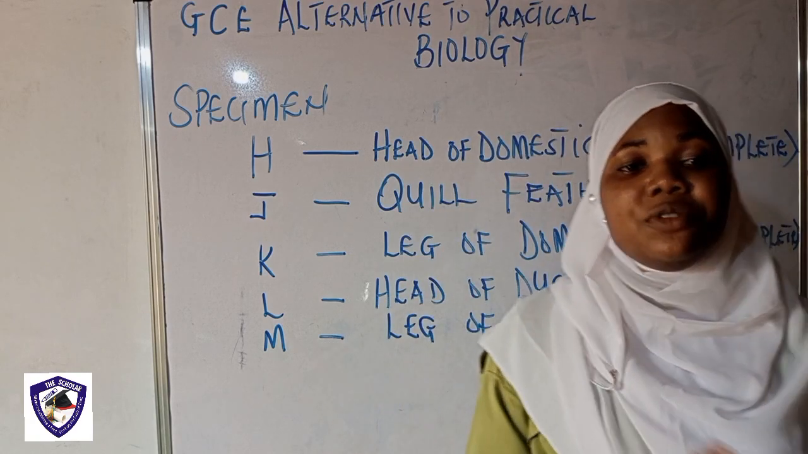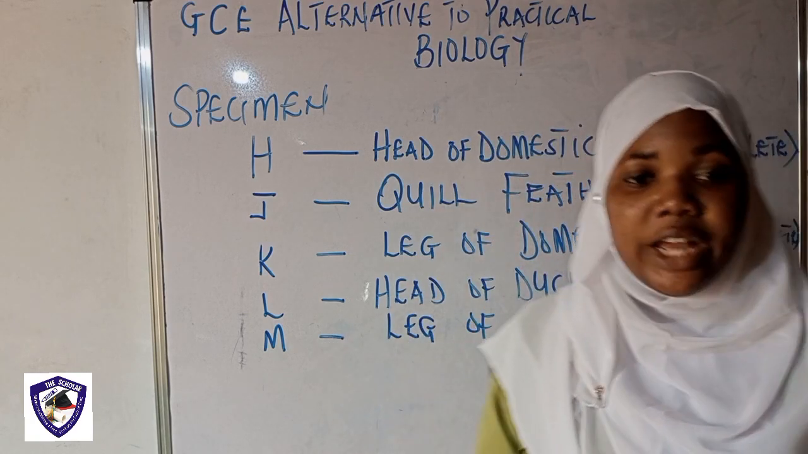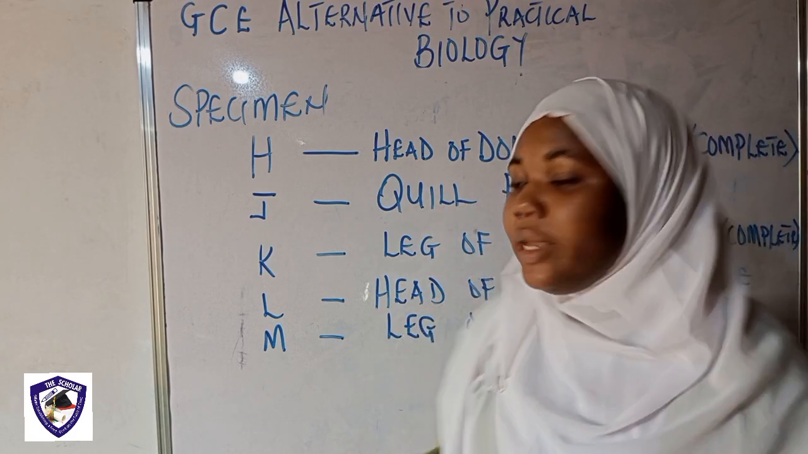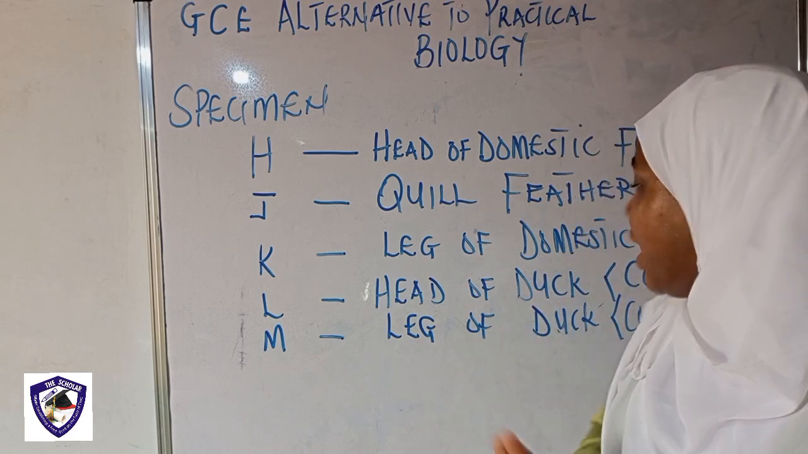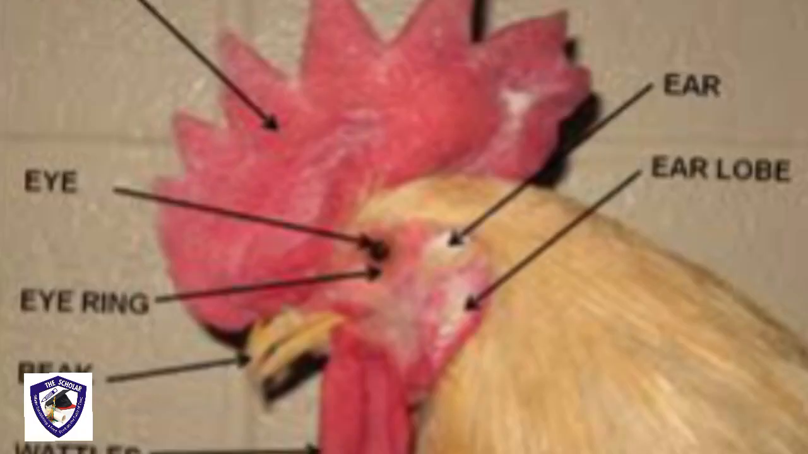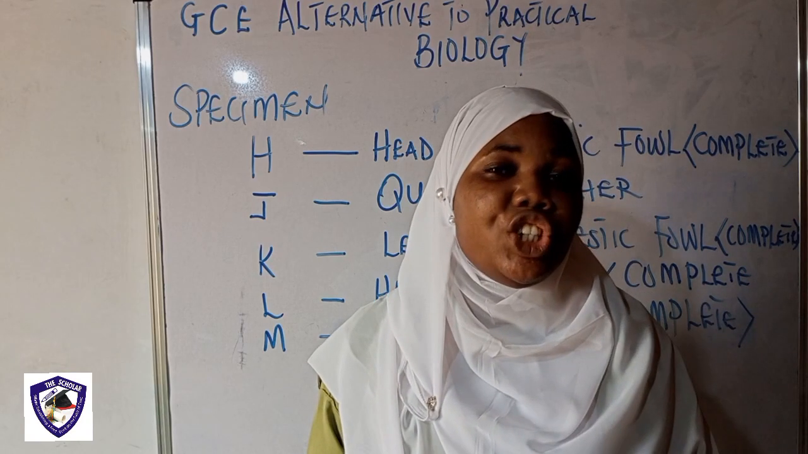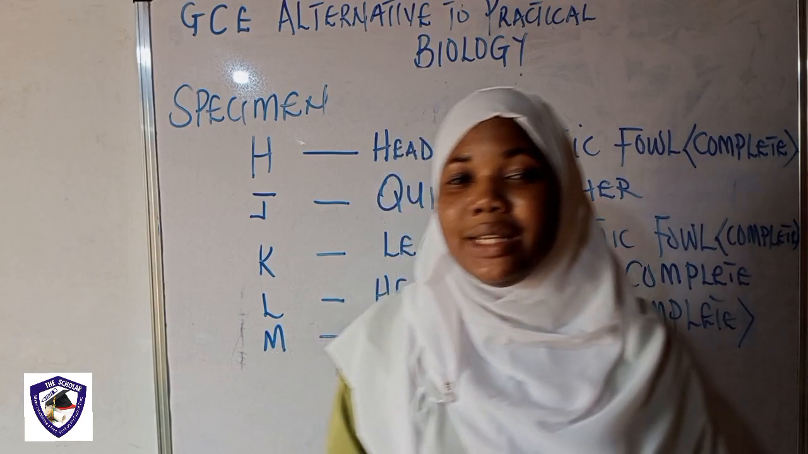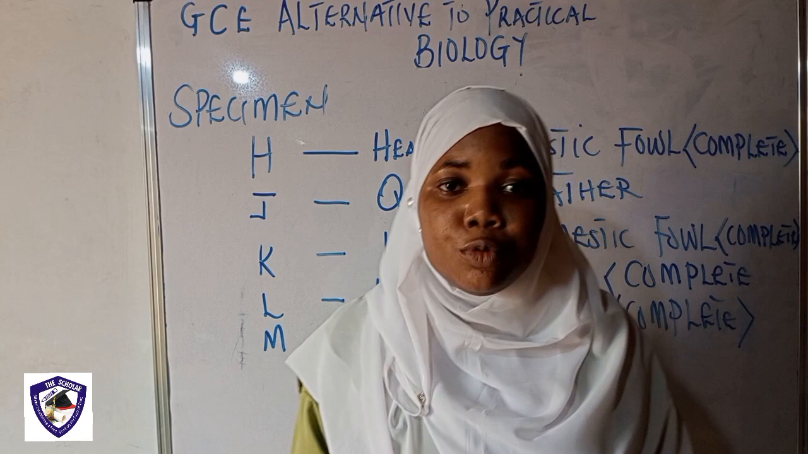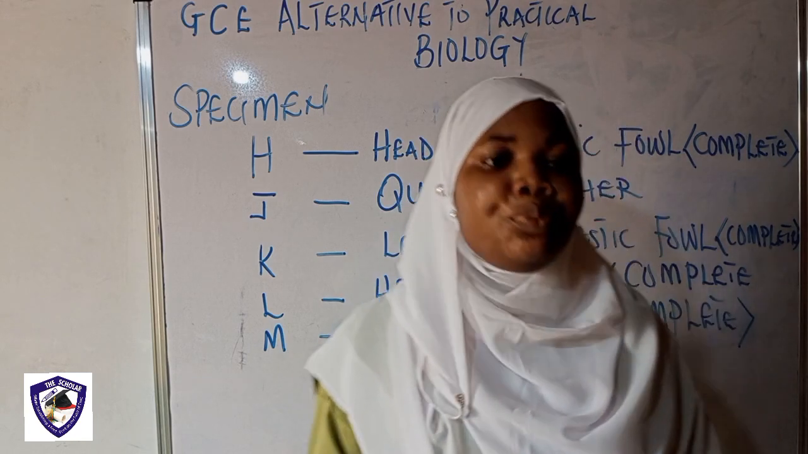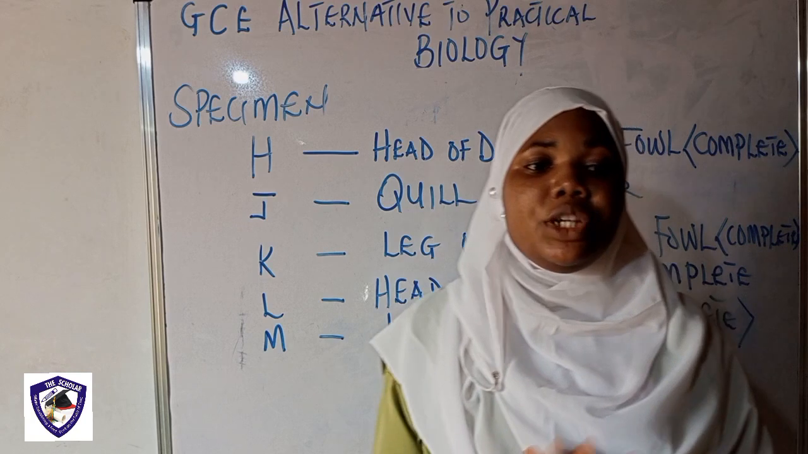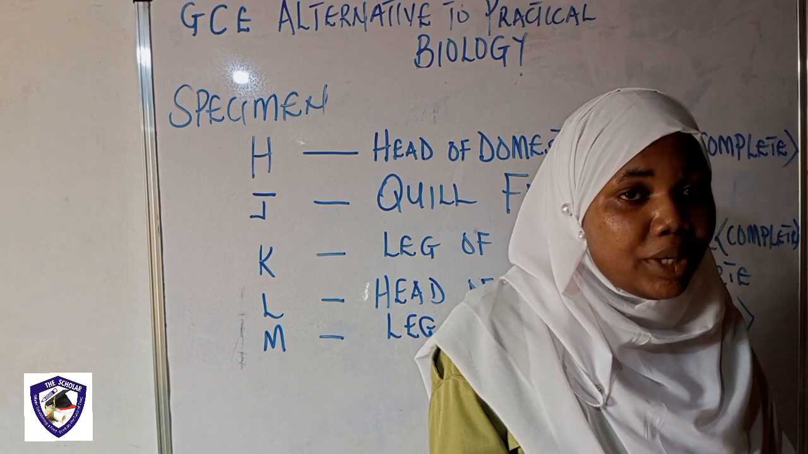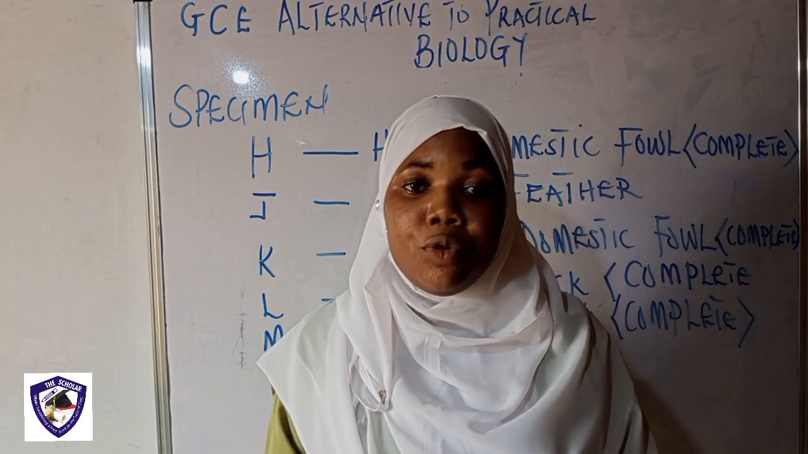Now, you might also be asked, what is the difference between specimen H and specimen L? Specimen H is the head of our domestic fowl, while specimen L is the head of our duck. Specimen H, the head of our domestic fowl, has a pointed and sharp beak, which is used for tearing. While specimen L, the head of our duck, has a slender beak, which is used for what? For breaking food and for sucking also. Another difference is that specimen H makes use of their beak for picking, while specimen L makes use of their beak for sucking.